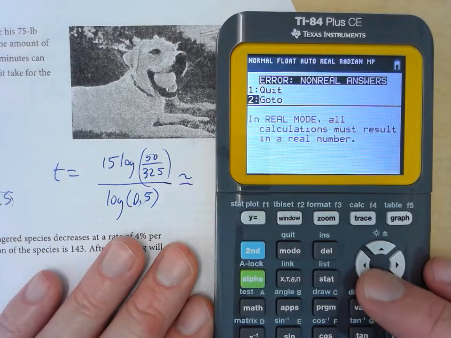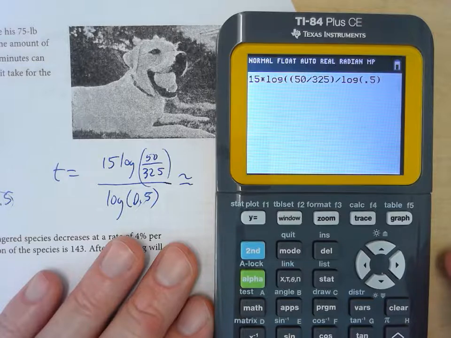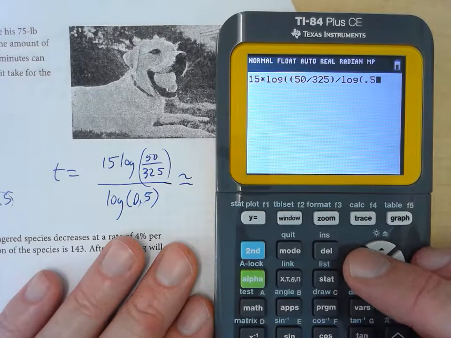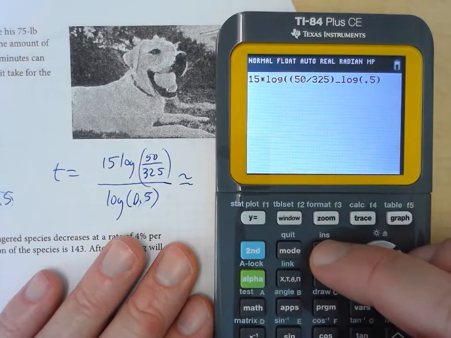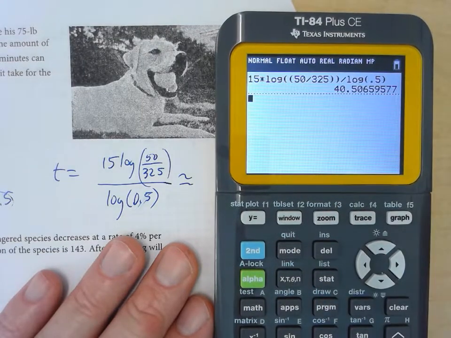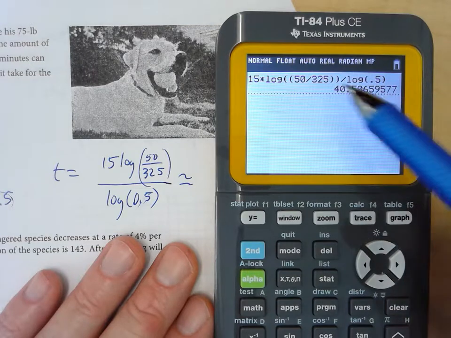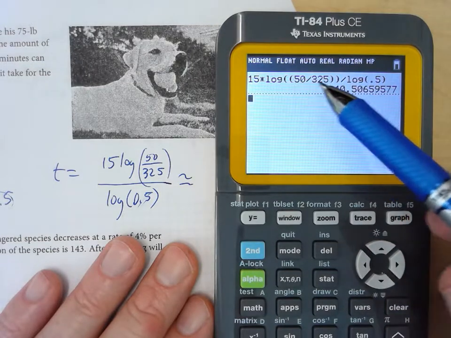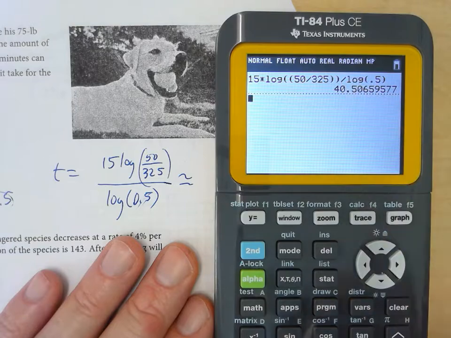Uh-oh, error. What did I do wrong? I forgot to close the parenthesis right there. Actually, I added too many parentheses, and I needed to close that one. There we go. So it's 40.5 minutes.